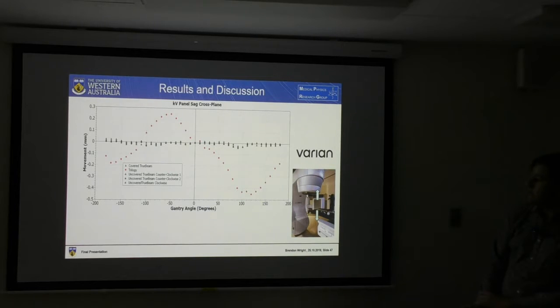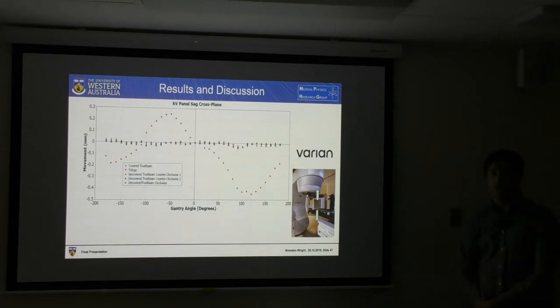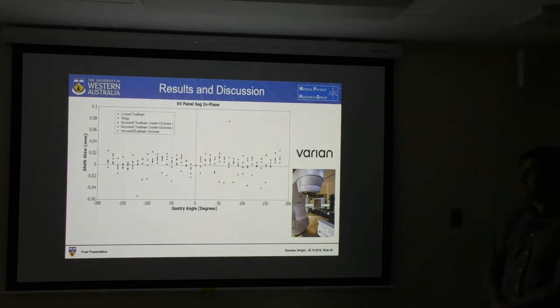As previously mentioned, there was an analysis done between the covered and uncovered sources for the TrueBeam, and this had a significant effect on the results that can be seen later on in this data set. For the panel sag in the in-plane direction, the data was essentially random, with a random outlier up the top here for the Trilogy.